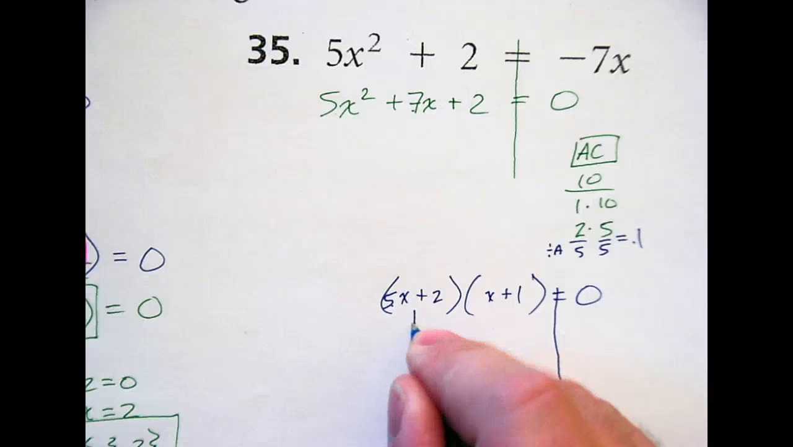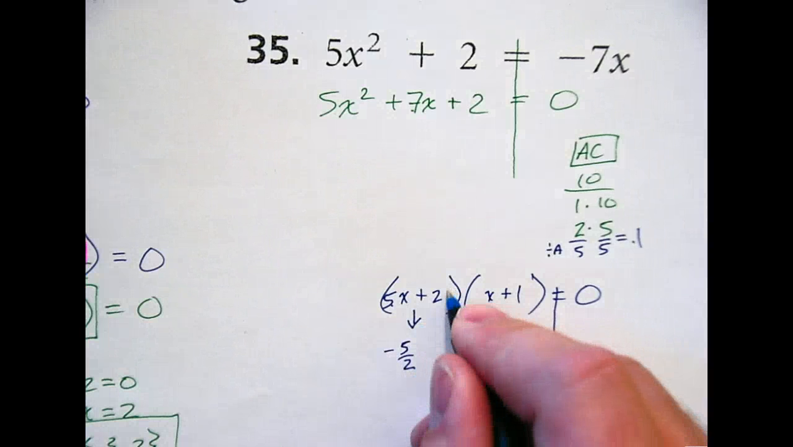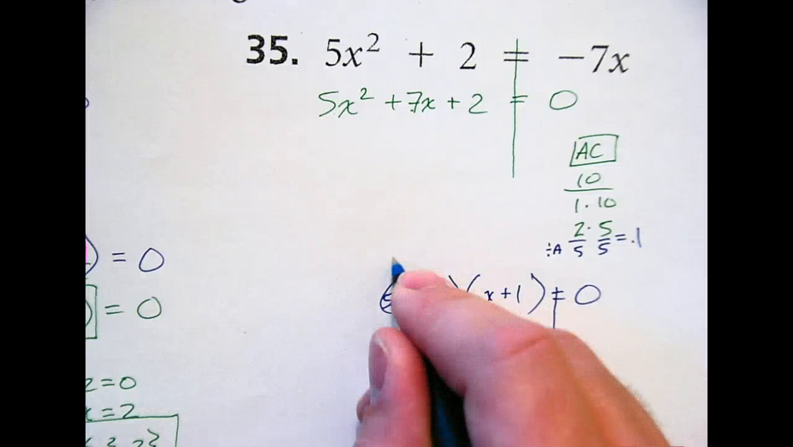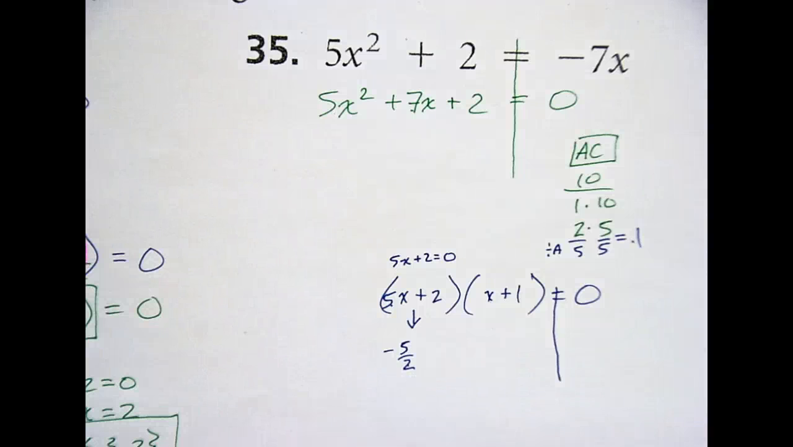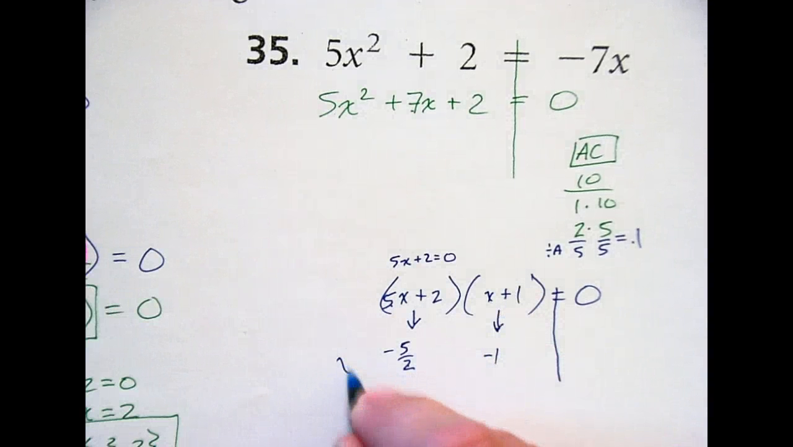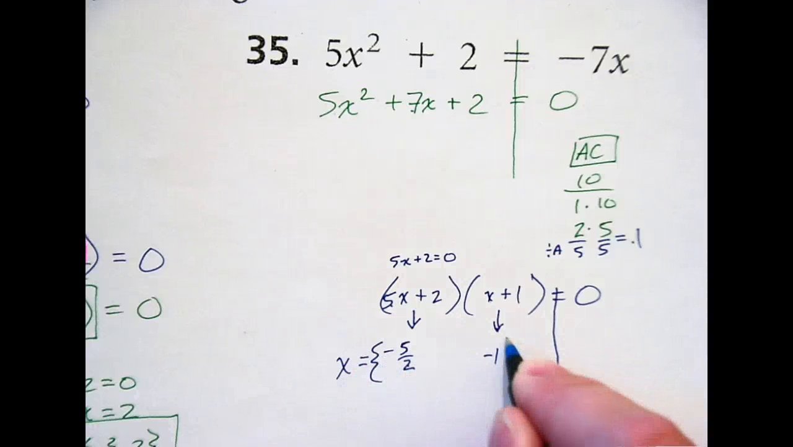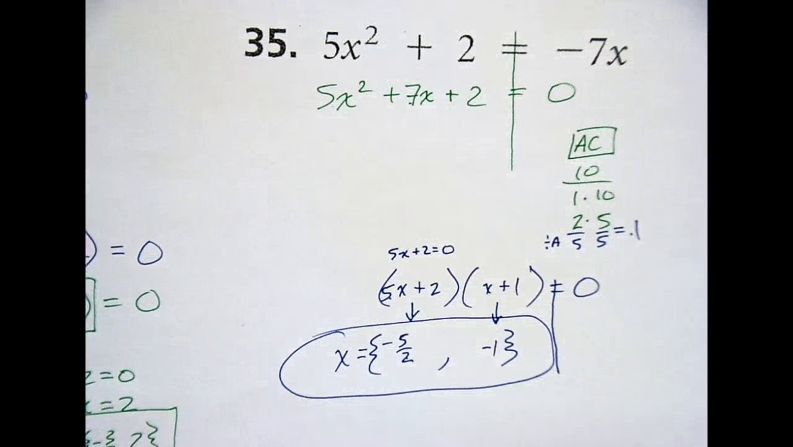So the 2 steps in solving this one are subtract 5, divide by 2. That sets 5x plus 2 equals 0. Okay, that's where we'd subtract 5, divide by 2. And here, subtract 1. So we get x equals negative 5/2 and negative 1.